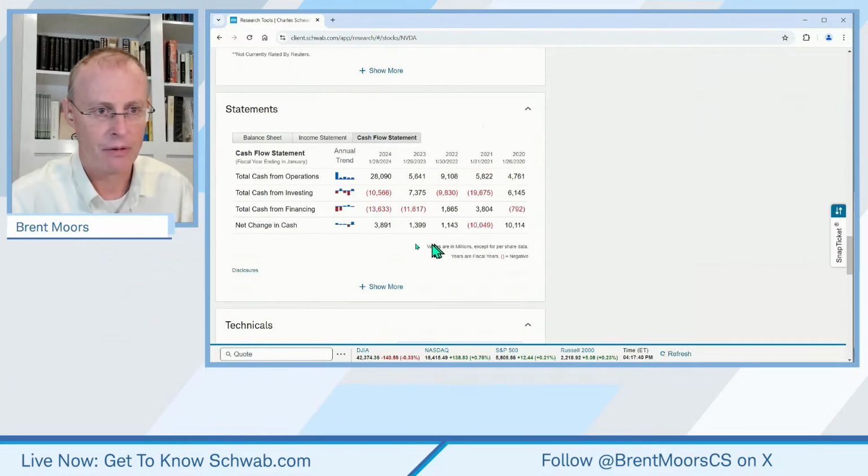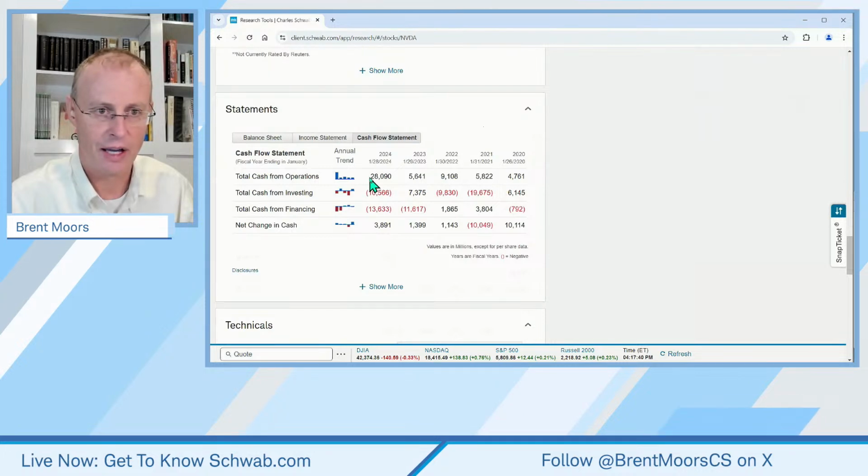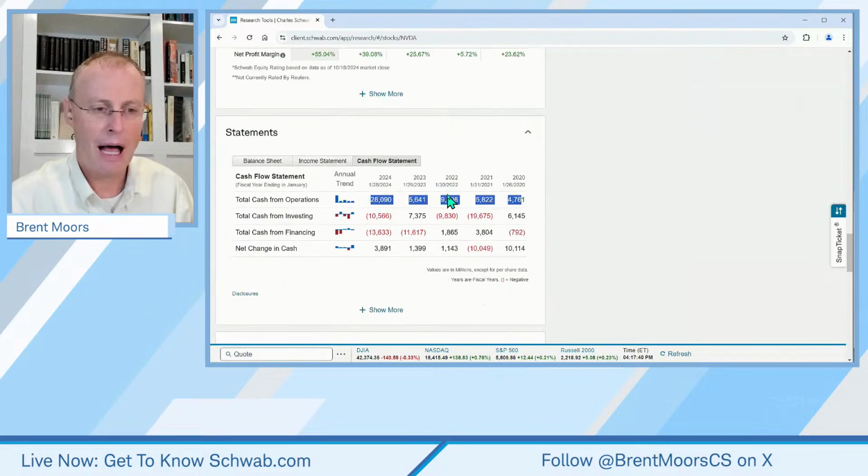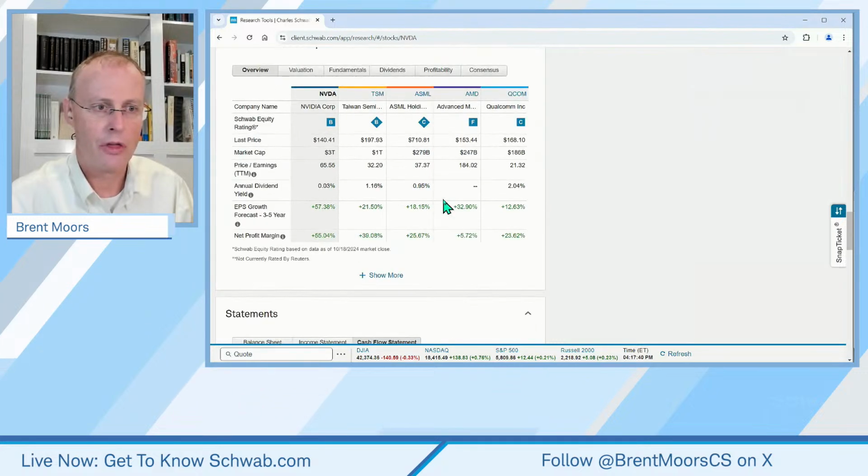Cash flow statement. We're going to be focused on the cash flow statement, cash from operations, okay? We like to see cash from operations go up, which we can see they are. So that's a fairly positive view on those areas.